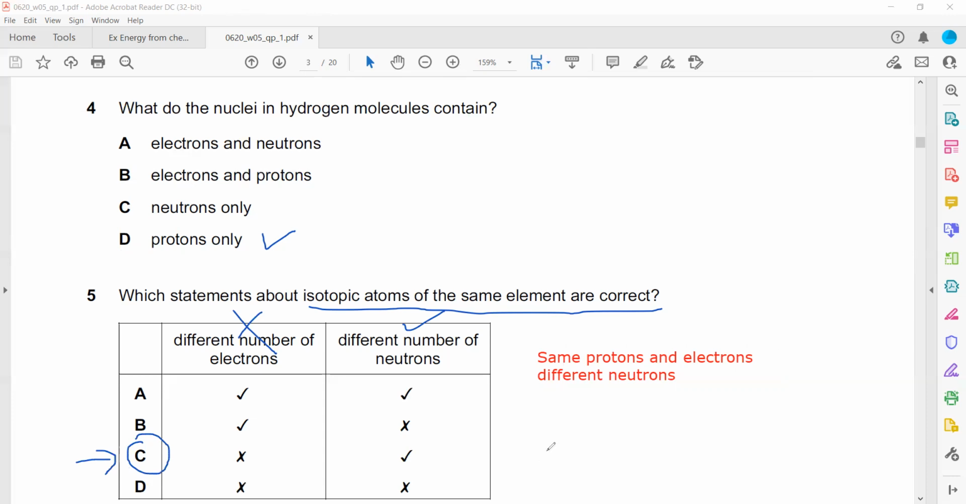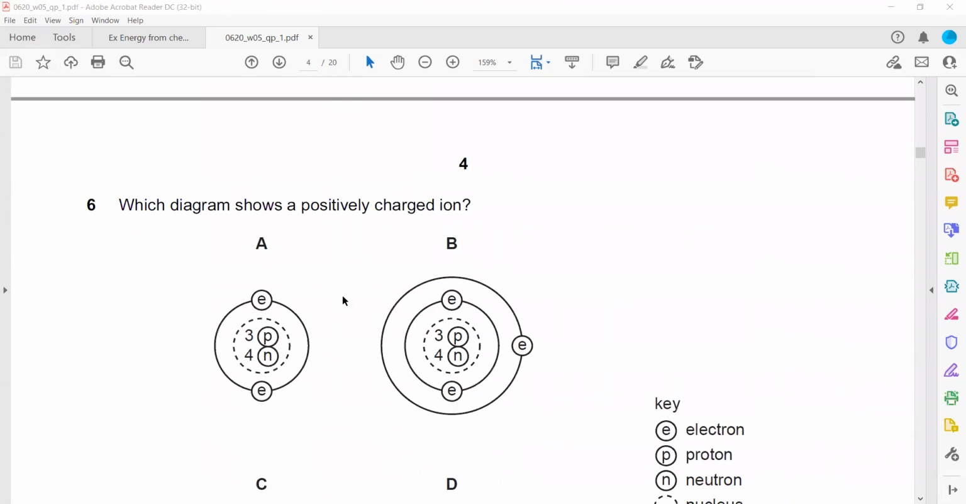Is it clear, this question? Is it clear, the concept of isotope? Because isotopes have the same protons and electrons and they have different neutrons.